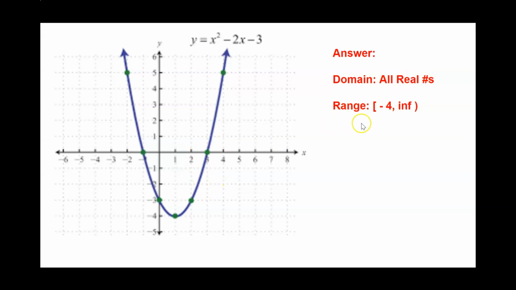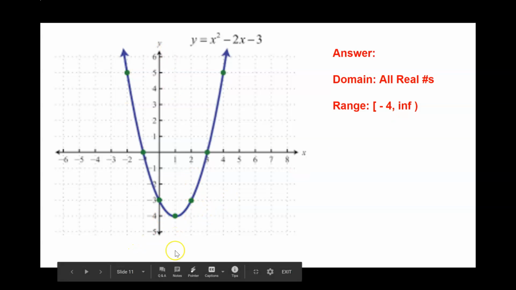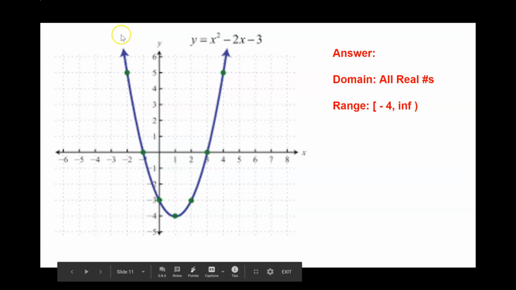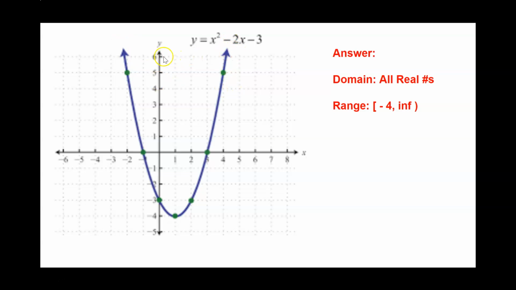For range now, first question, how far down does it go? Now this one here doesn't have arrows going all the way down. So it says how far down does it go? It looks like it stops at -4 on the y-axis. So that's what would be my first answer, -4. How far up does it go? Well, it looks like it goes past and continues on in the positive direction. So we put infinity here.